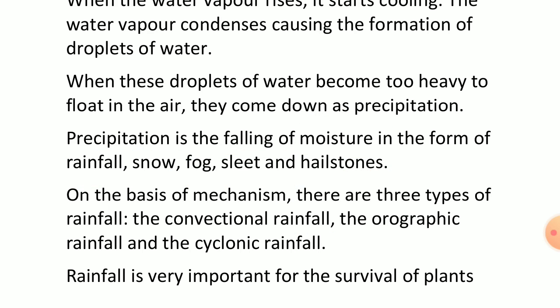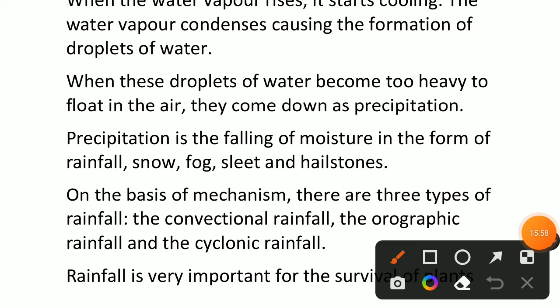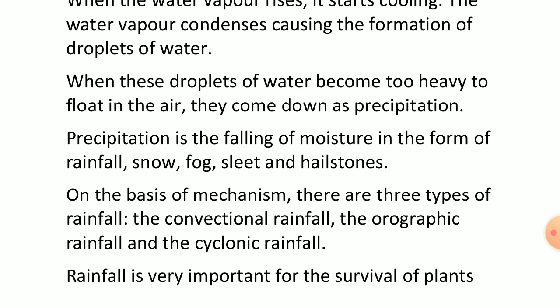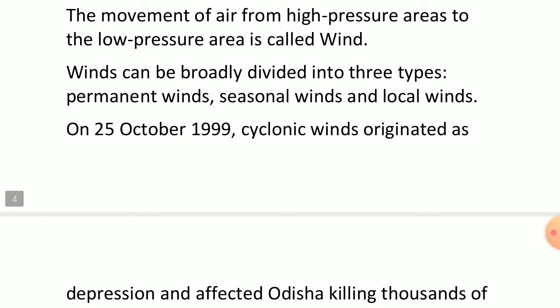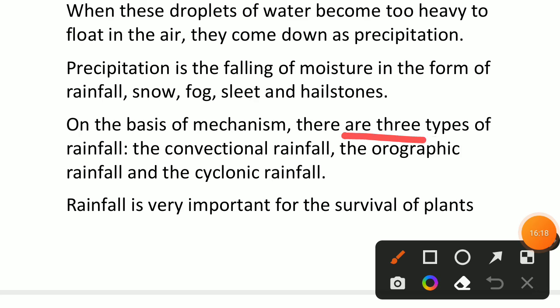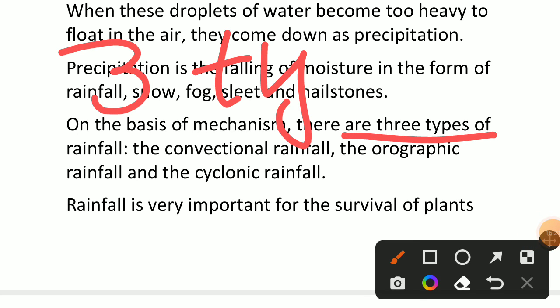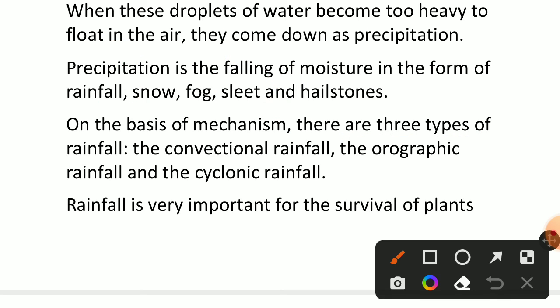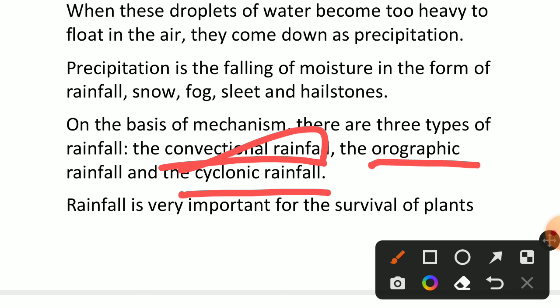Next point, you see, on the basis of mechanism, there are three types of rainfall. In wind also we have three types: seasonal wind, permanent wind, and local wind. Even in rainfall, we have three types, which are convectional rainfall, orographic rainfall, and cyclonic rainfall. These are the three types of rainfall.